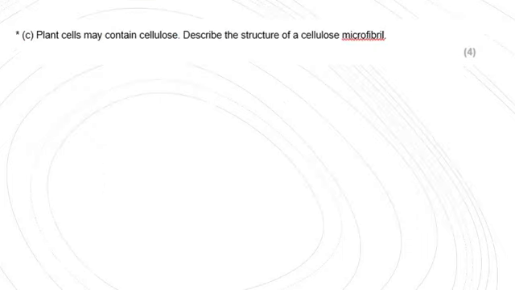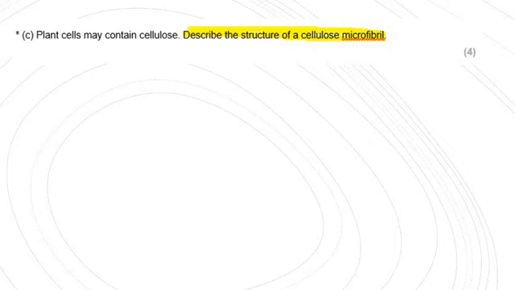In our next question, we have a 4-mark answer, but there are 8 different things that you could say, so if you want to push yourself, go for it. First off, we say plant cells may contain cellulose. We need to describe the structure of a cellulose microfibril, so we're going to need a bit more detail than what we said in our first question. So let's give it a go.